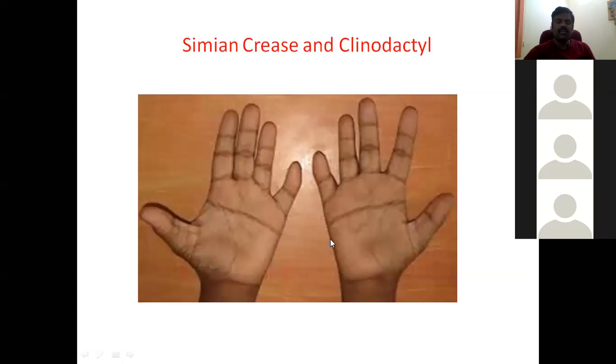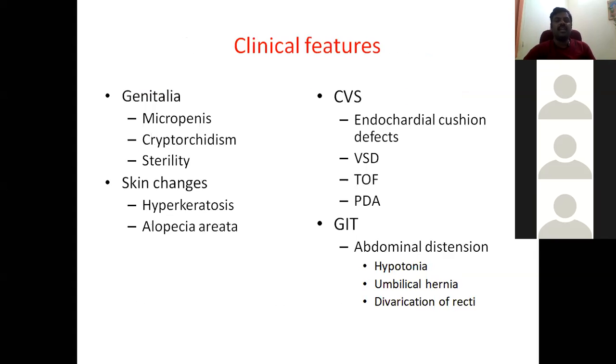Moving on to the genitalia, you have micropenis. Sexual underdevelopment is the rule, so micropenis, orgasm issues, and sterility. Remember, all males with Down syndrome are sterile, not females. Females with Down syndrome can produce offspring. In the skin there will be hyperkeratosis and alopecia areata, and congenital heart disease will be there.